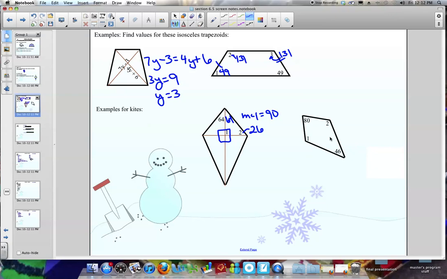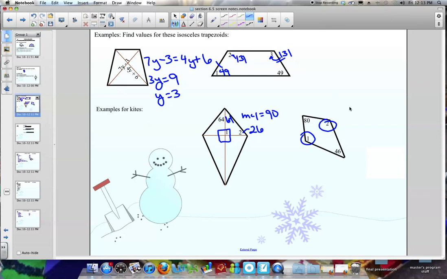The other example is that when you draw in your longer diagonal, it is a line of symmetry for the kite. Therefore, this whole angle has to be equal to this whole angle.